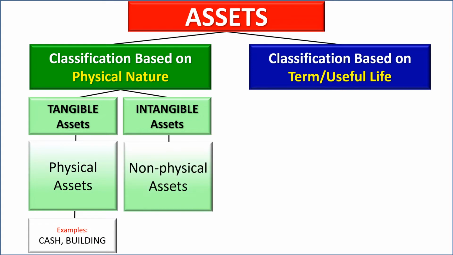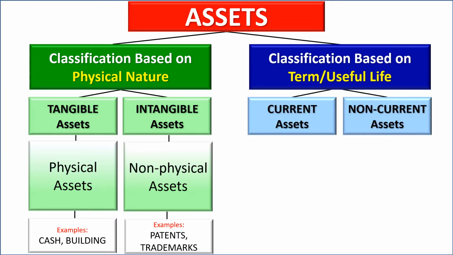Intangible assets are assets that are non-physical assets. So meaning these are assets that cannot be seen, cannot be touched. Examples are patents and trademarks.